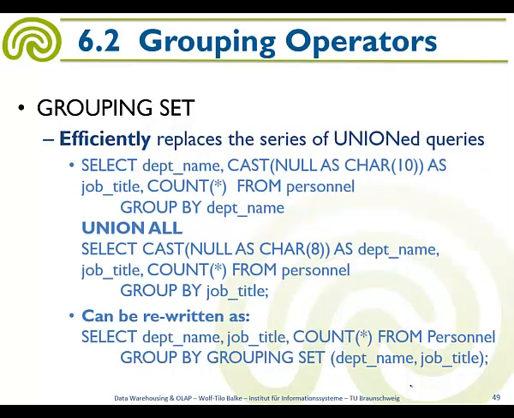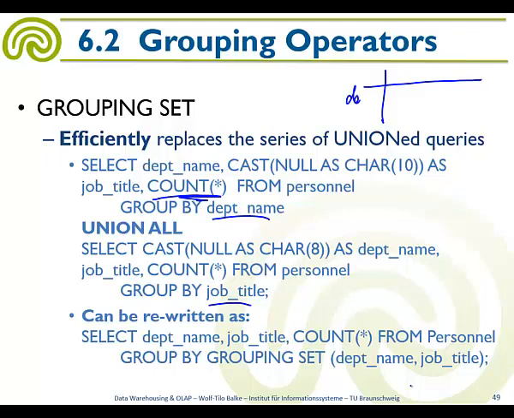The grouping set replaces the series of union queries that does the aggregation by each of the different dimensions, right? So the interesting thing is that, for example, if you have a spreadsheet that has the job title and the department name, right?